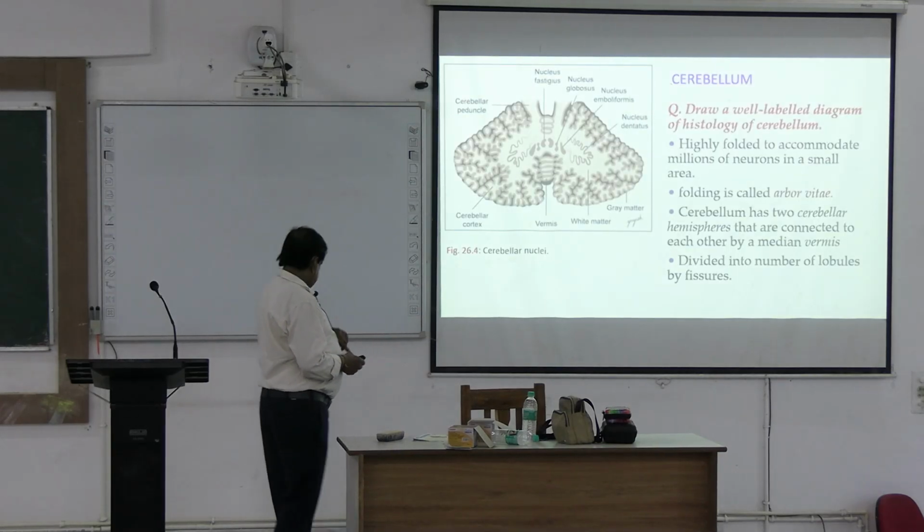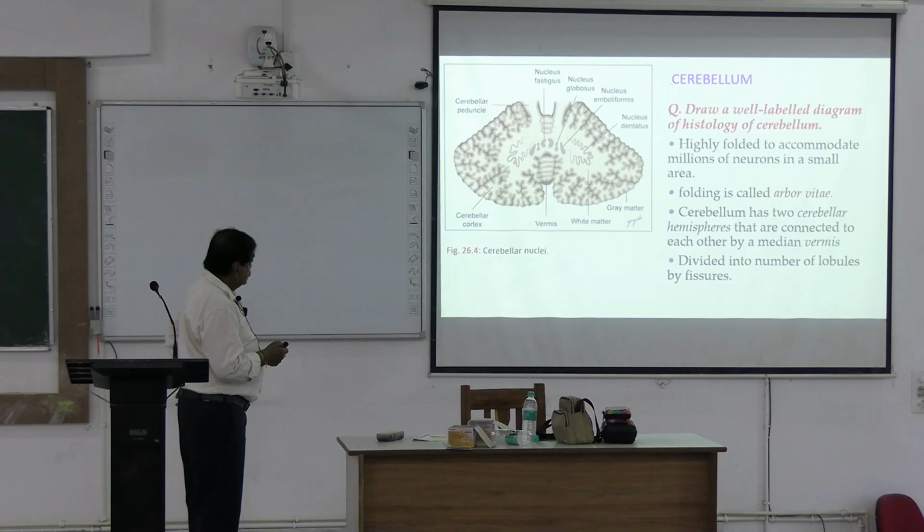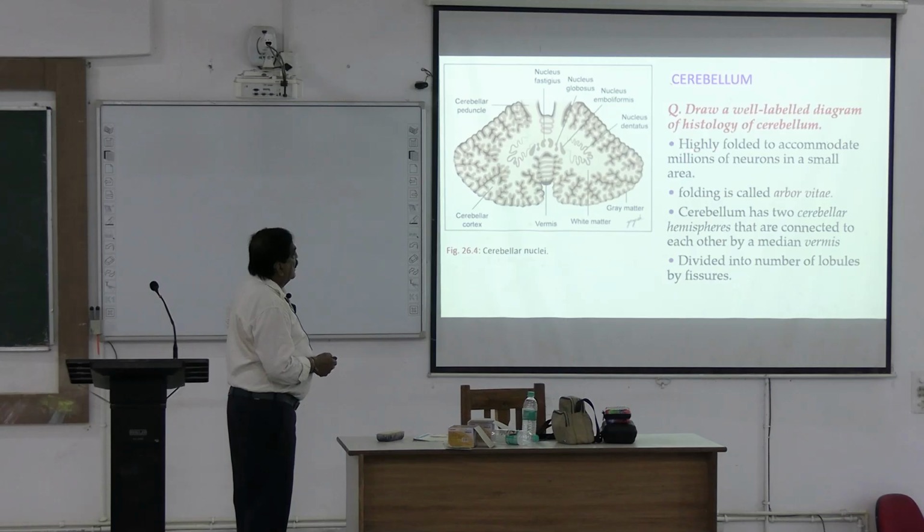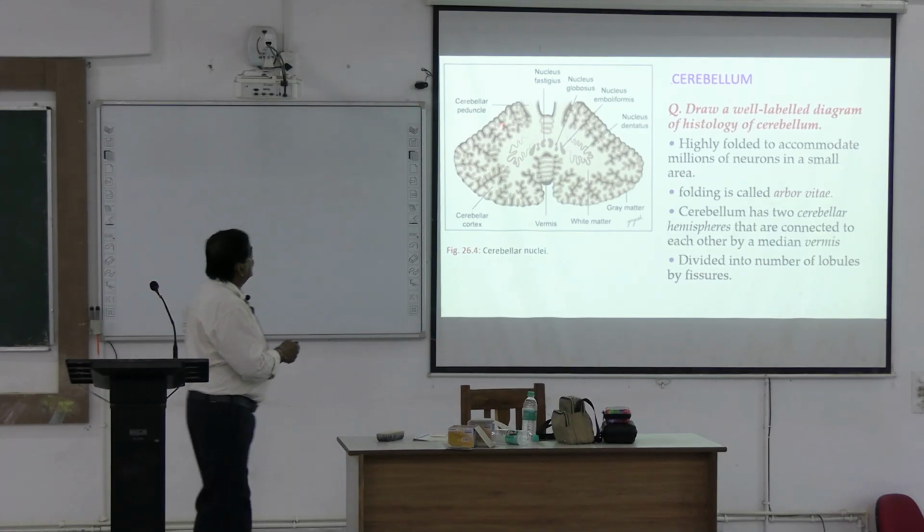Now, cerebellum. Draw a well-labeled diagram of the histology of the cerebellum. It is highly folded to accommodate millions of neurons in a small area. The folding is called arbor vitae. The cerebellum has 2 cerebellar hemispheres connected to each other by a median vermis, divided into a number of lobules by fissures.